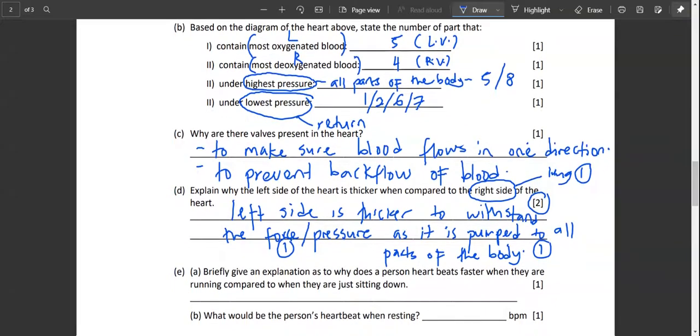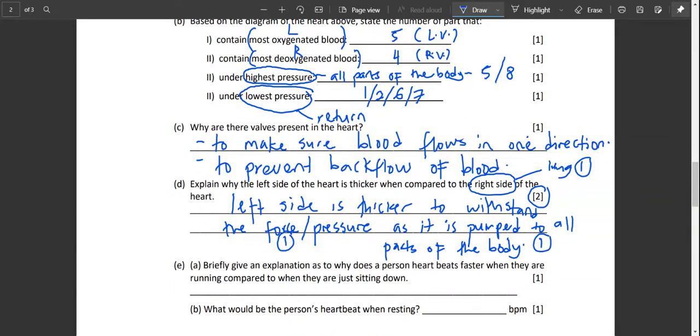E, part A, briefly give an explanation as to why does a person's heart beat faster when they're running compared to when they're just sitting down. It's because your body needs more oxygen and nutrients faster. You need to mention this as well. Your body needs more oxygen and nutrients faster when you are exercising.